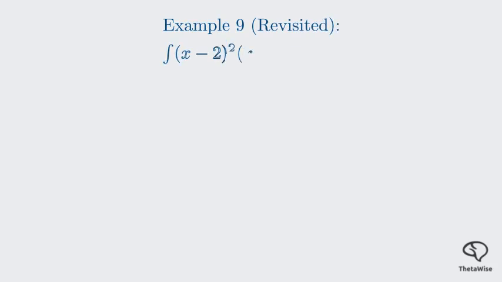For our 9th and final example, we will revisit a product of 2 polynomials, each raised to a power. The problem is the integral of the quantity x minus 2 squared times the quantity x minus 3 cubed. Our task is to find the antiderivative. The key to simplifying an integral involving multiple factors, especially when they differ by a small constant, is to choose a substitution based on one of the factors. In this case, let's choose u to be the factor x minus 3. Differentiating gives du equals dx. This is a great simplification already.